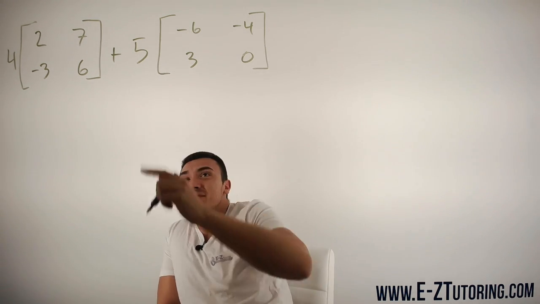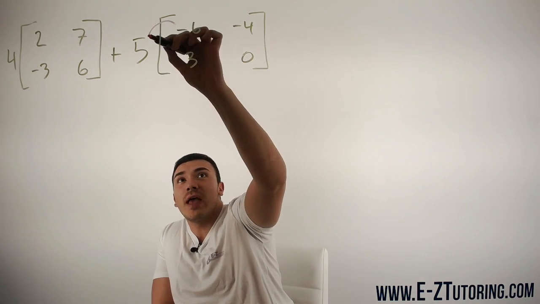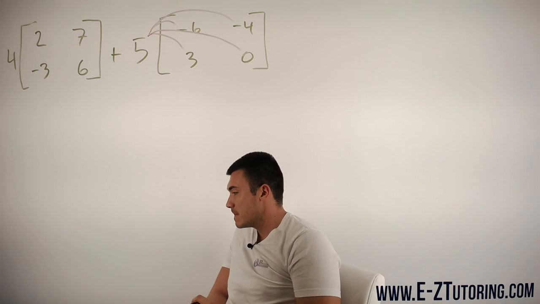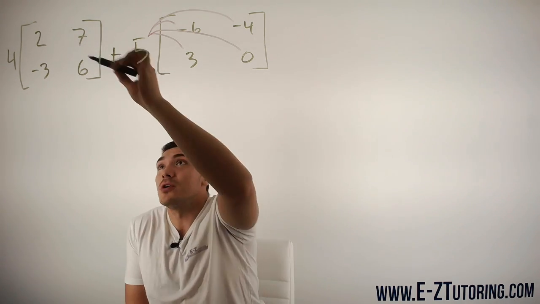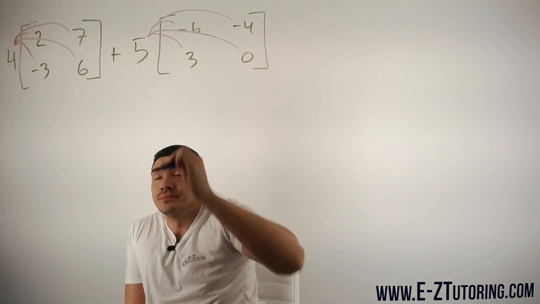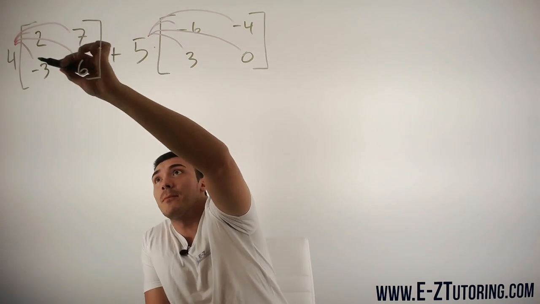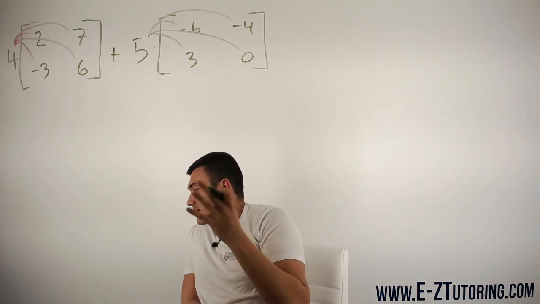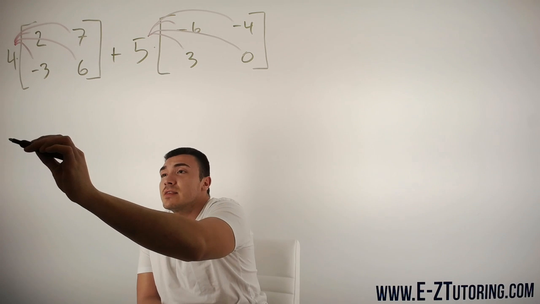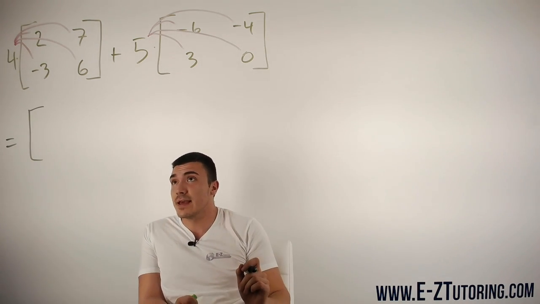So if we have a 5 times the whole matrix, then you need to distribute the 5 to every single term inside that matrix. And we're going to do the same thing with the 4. You want to distribute it to every single term inside that matrix. So, once again, the reason for that is because it is multiplication. Something times a matrix, you have to distribute it to everything. Now, let's see what our new equation becomes, or expression, I should say.